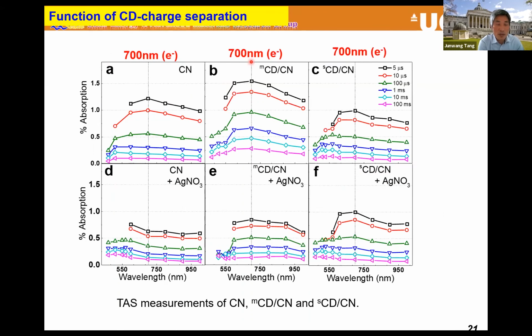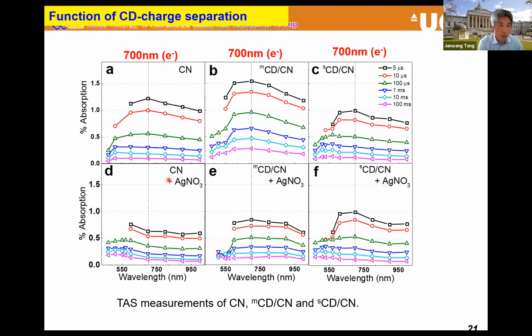And next, we observe the difference between the two photocatalysts. So that 700 is the signal of the electron, which is marked here. And we see that's a very good signal on the carbon nitride. When we add silver ions, it may reduce, because silver ions can react with electrons and take the electrons away.